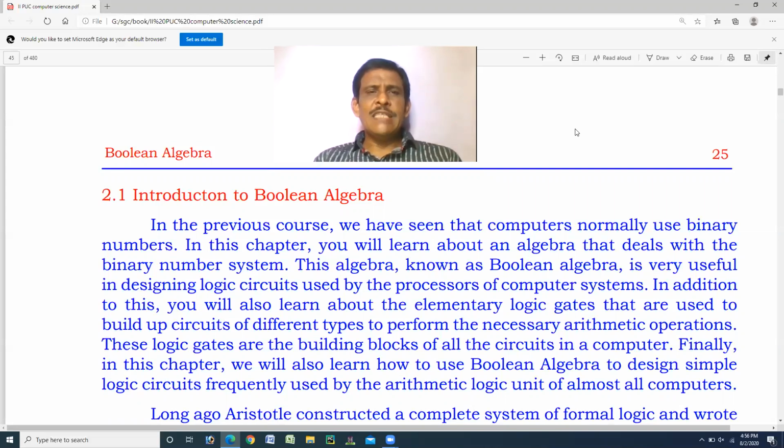The chapter title is Boolean algebra. We all know that computers normally use binary numbers. So in this chapter, we are going to learn about the algebra that deals with binary numbers. That's why this chapter is called Boolean algebra. It means the algebra which deals with binary number systems is known as Boolean algebra.